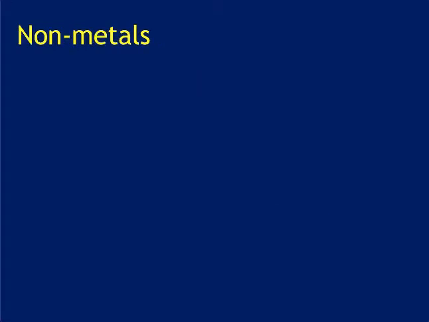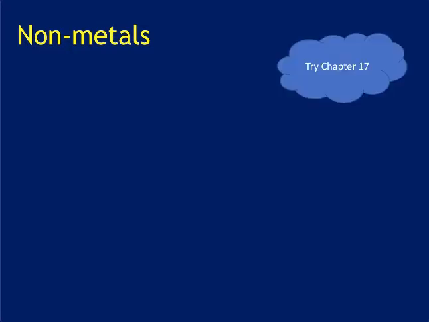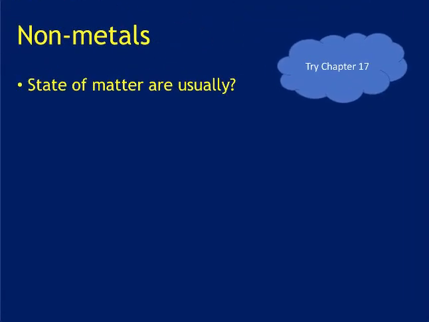And now we go to look at non-metals. So in a weird way, non-metals have the kind of opposite characteristics for metals. And they don't have a lot of properties when you compare the list of metal properties. So most of these should be in chapter 17. Okay, so what state of matter are non-metals usually? What can you find out about that?